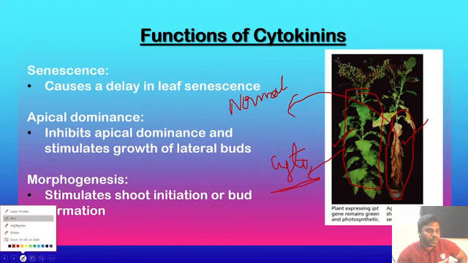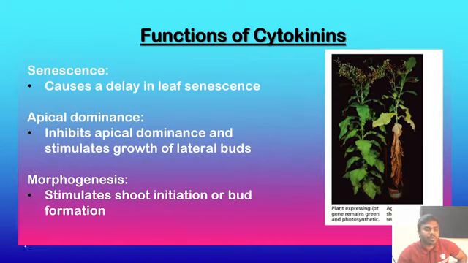So what is the point you have to remember? Listen, I am summarizing the statement. If cytokinin is present in the plant body in an adequate amount, it always tries to delay leaf senescence.